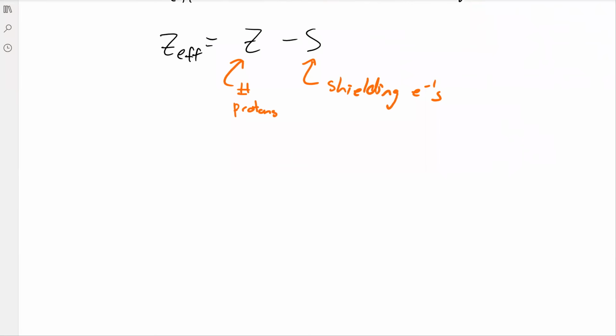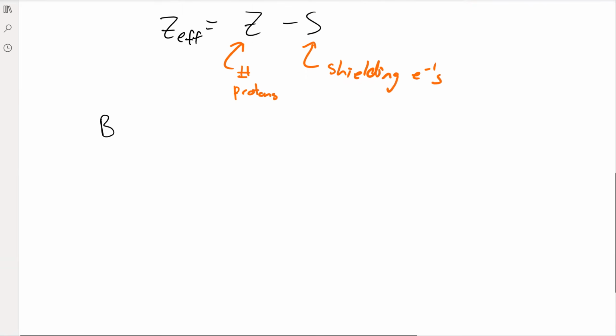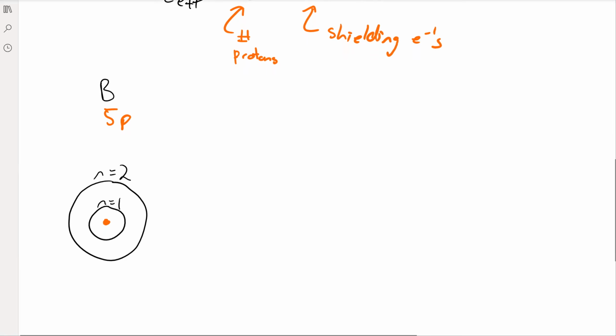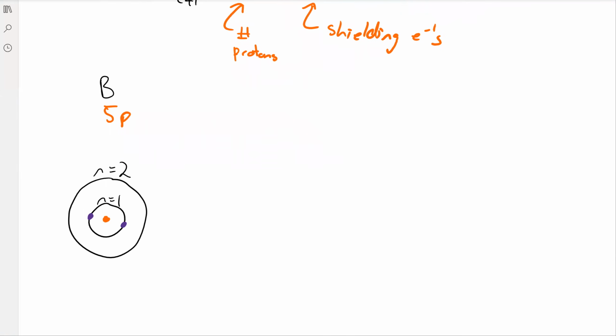So let's think about our atom of boron. Our atom of boron is going to have 5 protons. So in the nucleus, we have 5 protons. And then, of course, we have our n equals 1 orbital, and then we have our n equals 2 orbital. In our boron atom, we have 2 electrons in the n equals 1, right? Our 1s2 electrons. And then in the n equals 2, we have the 2s2 and the 2p1 electrons. So we have 3 electrons out here.